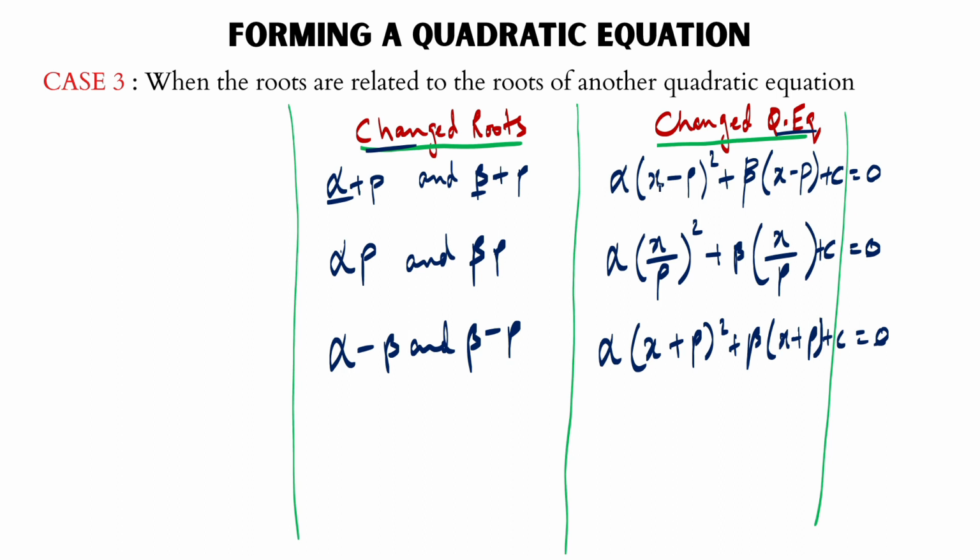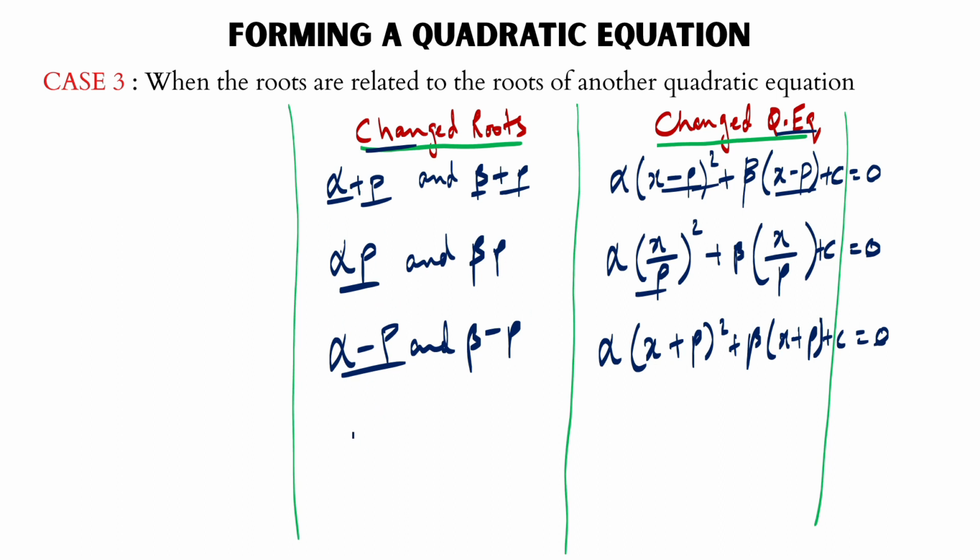It will be alpha into x minus p. If it is plus p in the first root, it will be minus p, and if it is plus p in the second root, it will be minus p in the quadratic equation as well. If it is alpha into p, then it will be x by p, and if it is alpha minus p, it will be x plus p, right?